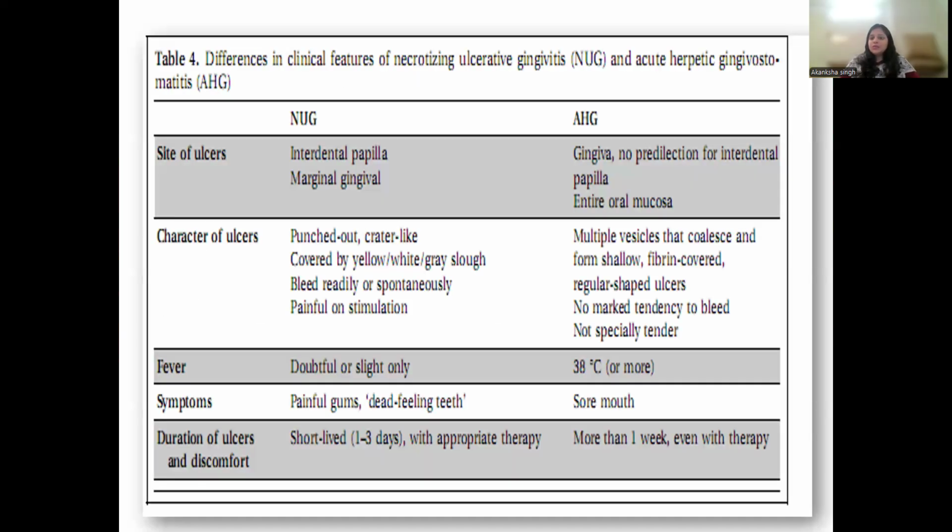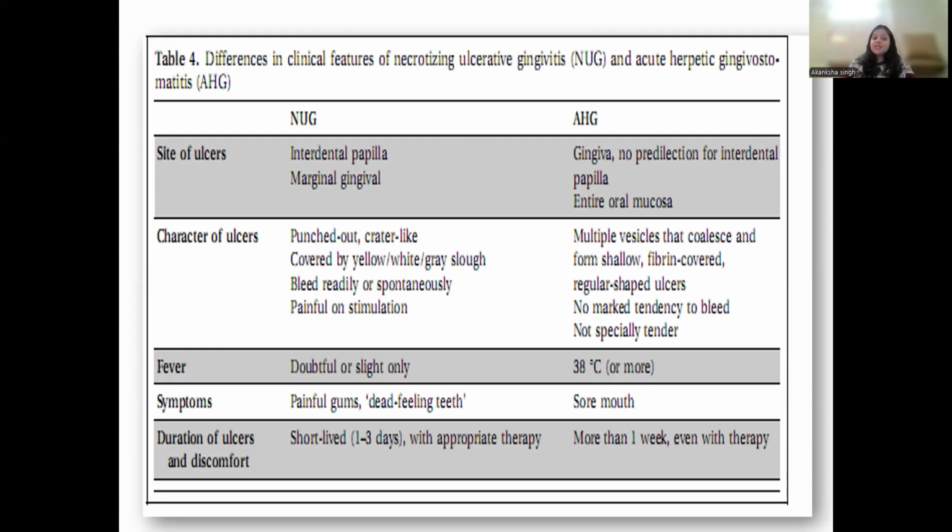One of the most important things is this chart, which I've included to differentiate how necrotizing ulcerative gingivitis is different from acute herpetic gingivostomatitis. First is the site of ulcer. When we talk about NUG, it only involves the interdental papilla and marginal gingiva. But acute herpetic gingivostomatitis involves the gingiva with no particular predilection for interdental gingiva. The entire oral mucosa can be involved.